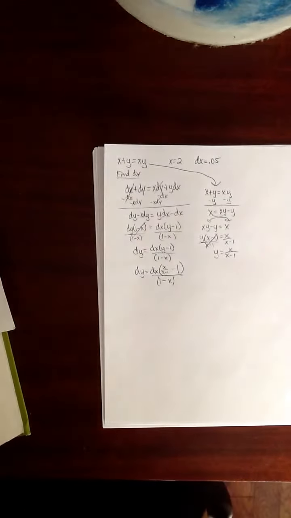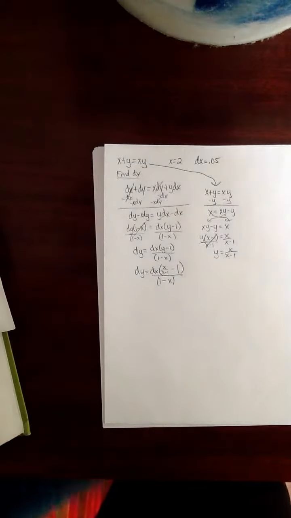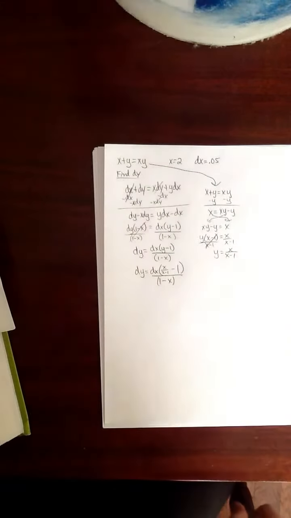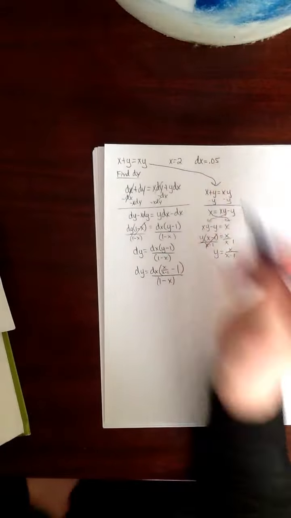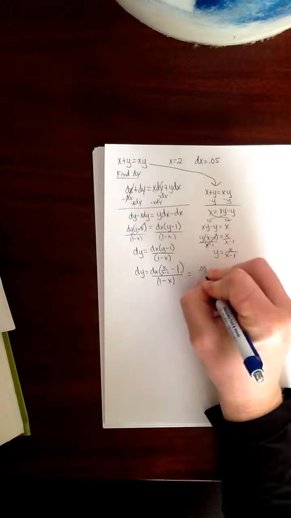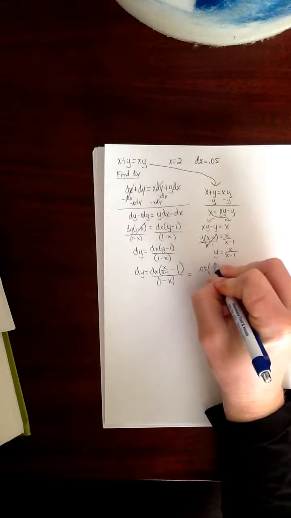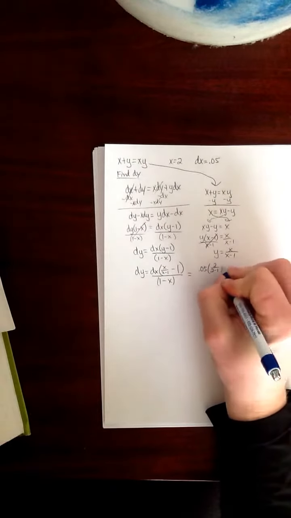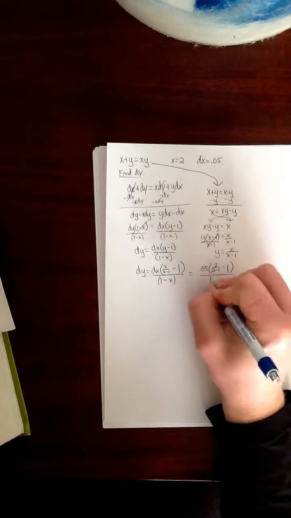So now I just gotta plug stuff in. Just checking the screen here. Plug stuff in. X is 2, dx is 0.05, times 2 over 2 minus 1 minus 1 over 1 minus 2.